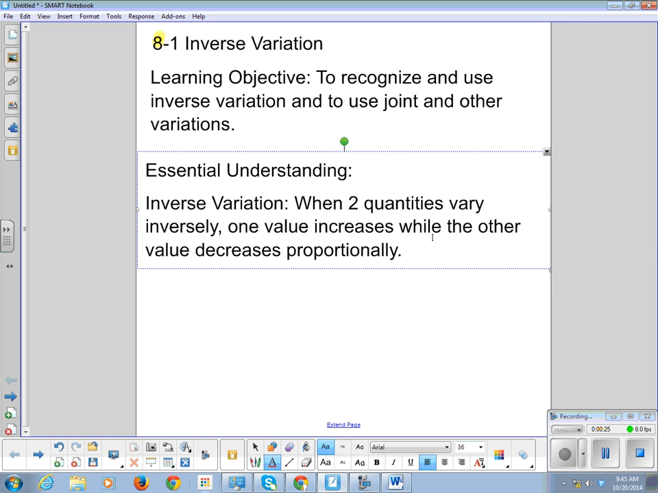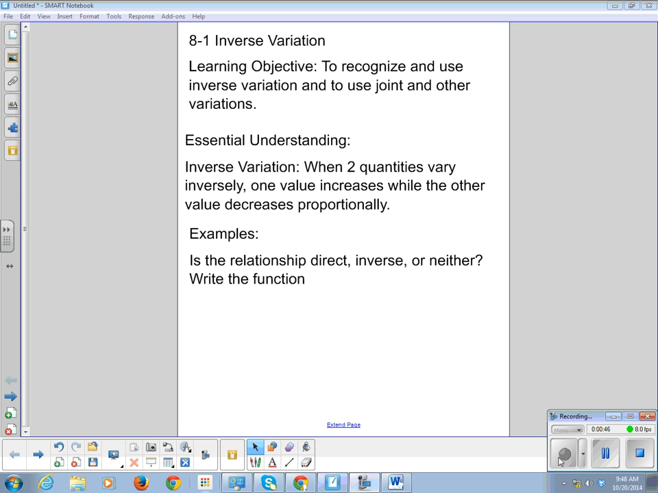Inverse variation is when two quantities vary inversely, which means one value increases while the other value decreases proportionally. So the beauty is the proportionally. If it's not proportional, then we can't calculate it. Alright, so let's see how this looks in application.